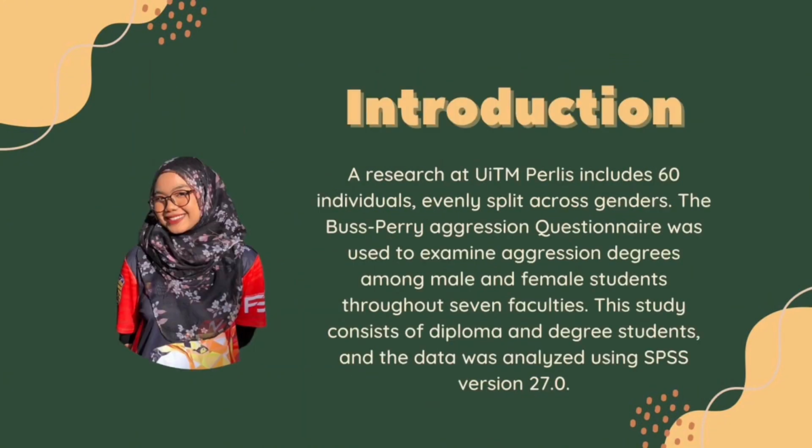analysis study. The research study includes 60 individuals split across genders. The questionnaire that we use is the Buss-Perry Aggression Questionnaire, used to determine aggression degree among male and female students throughout 7 faculties. The study consists of diploma and degree students. Data will be analyzed using SPSS version 27. The data collection was answered by 5 out of 7 different faculties that answered the questionnaire.